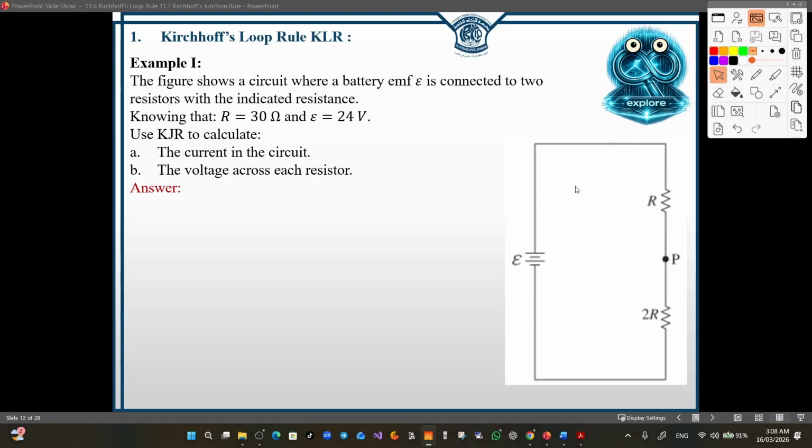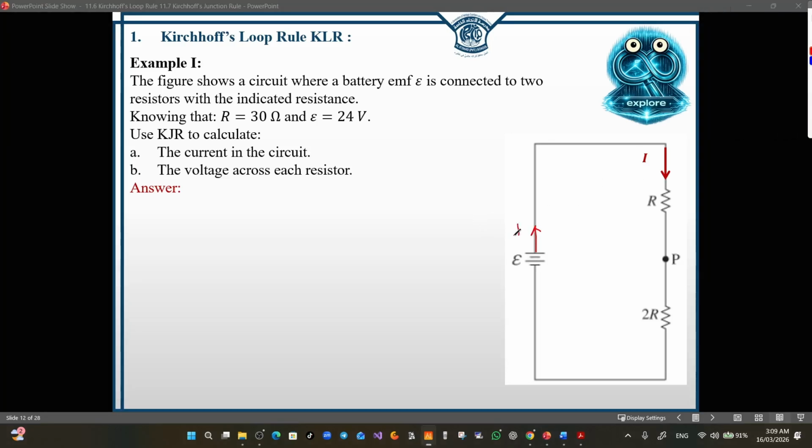First of all, whenever I want to apply Kirchhoff's loop rule, we should assign the direction of the current. Now I will choose the direction of the current such that it will be from the positive terminal of the battery to the negative terminal of the battery. And the direction here will be like this, and across the battery will be like this.